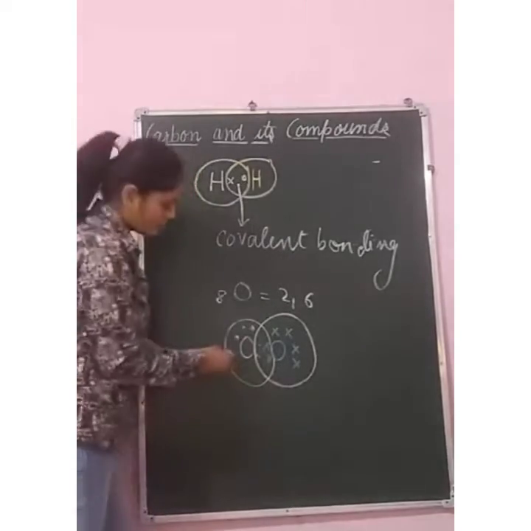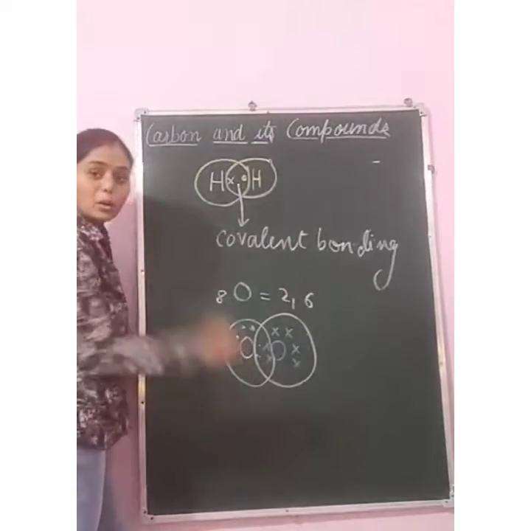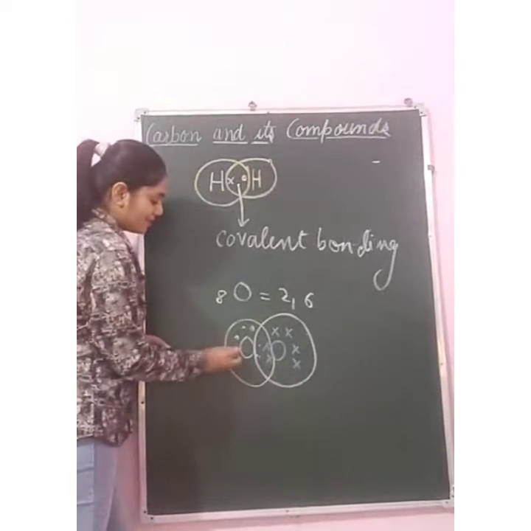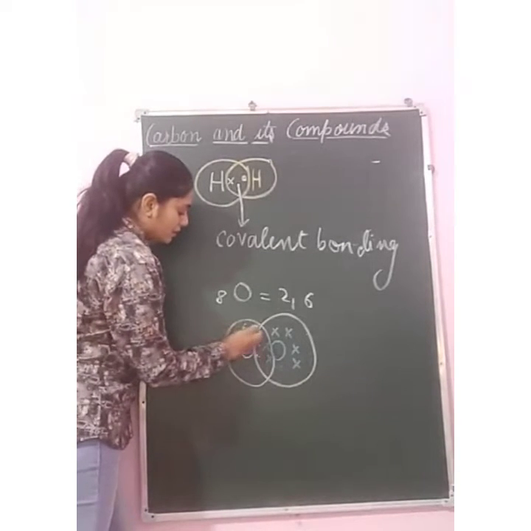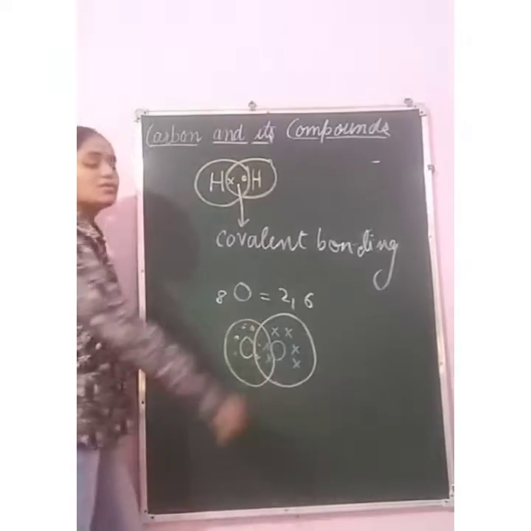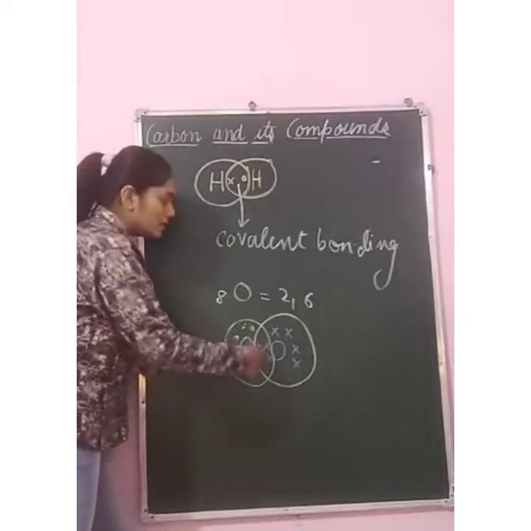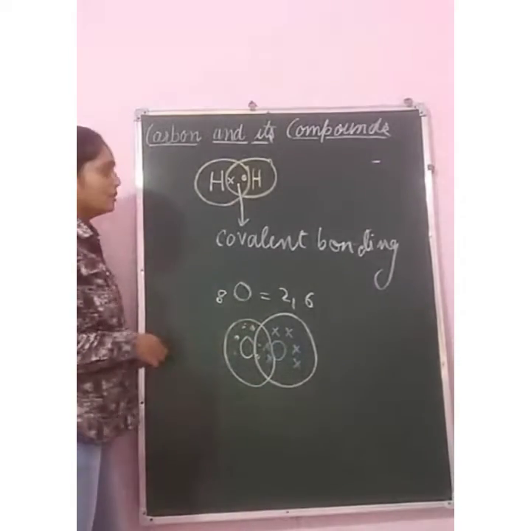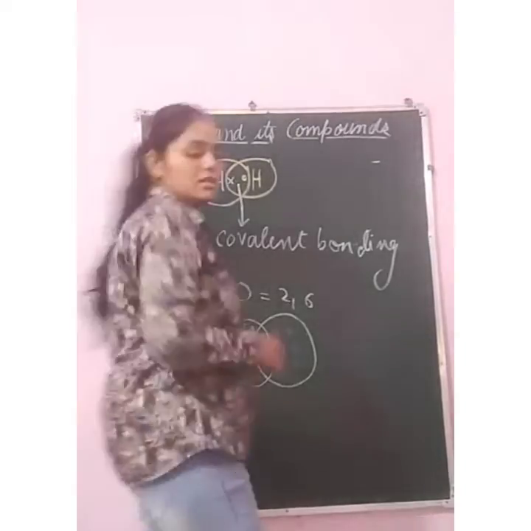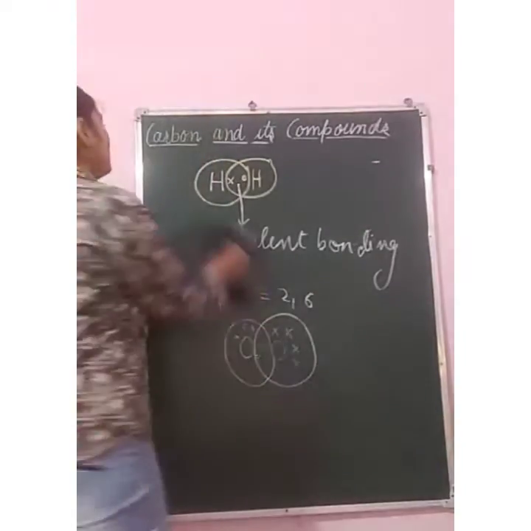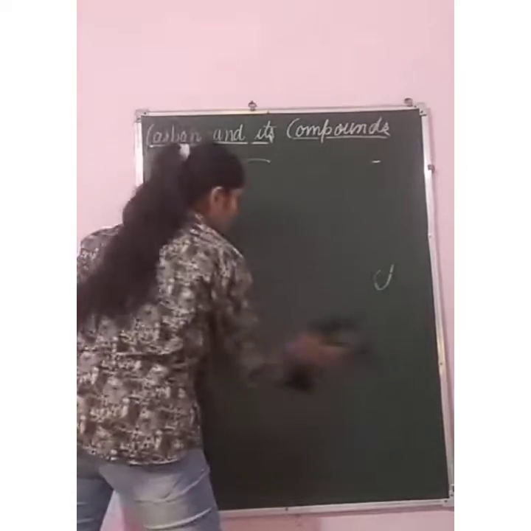Now this first oxygen which I have drawn with white chalk is also carrying 1, 2, 3, 4, 5, 6, 7, 8 electrons. Now these 2 shared electrons belong to both atoms. In a similar way, covalent bonding can be triple bonding.